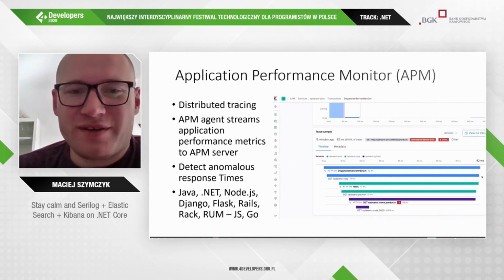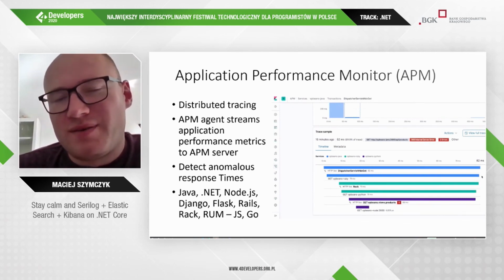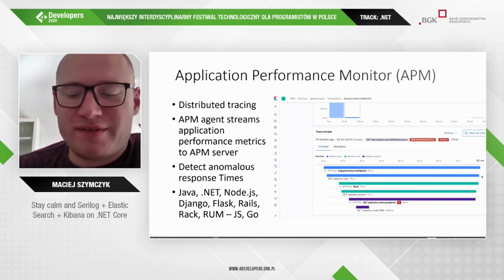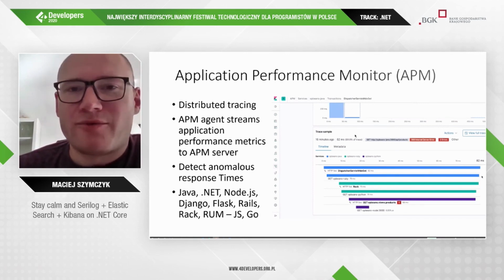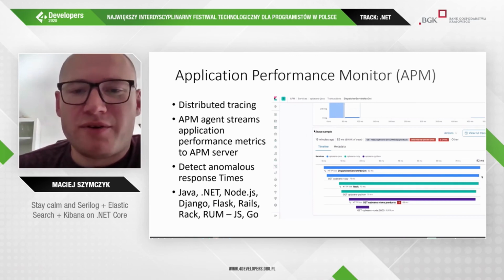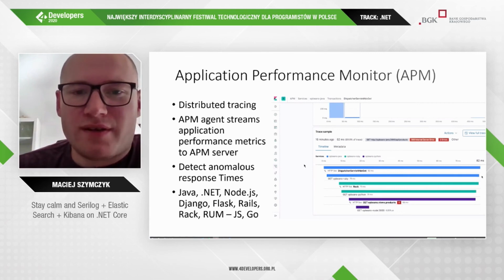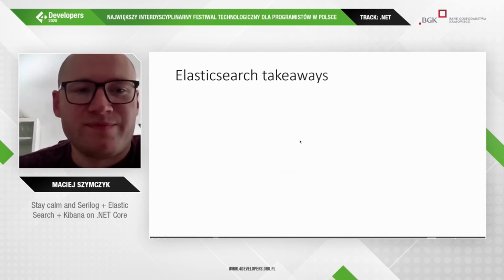So another solution provided by Elastic Stack is Application Performance Monitoring. It's as simple as downloading a NuGet package and enabling it in Startup.cs, and it can automatically provide some metrics to the APM server, which we can then look at in Elasticsearch in this form. So you can test it on your own later.